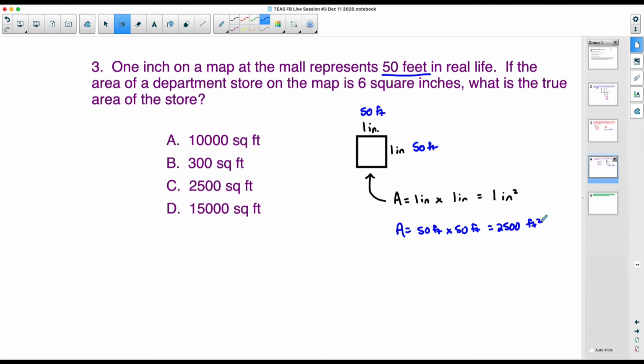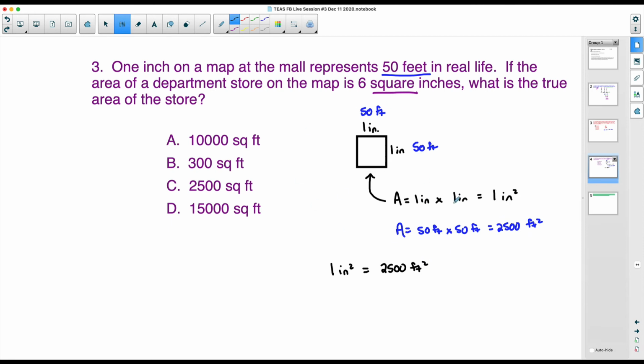Now, why am I doing this? Because let's look at this question. It says, if the area of the department store on the map is 6 square inches. See, this doesn't say just 6 inches. It says 6 square inches. And notice I did get my square inches down here. So what I'm going to use is a proportion here. I'm going to take 1 square inch. That's the same thing as 2,500 square feet.